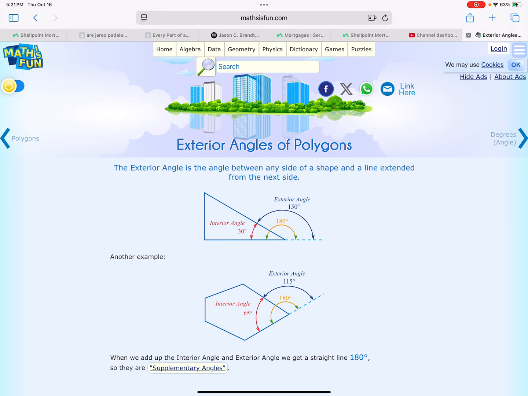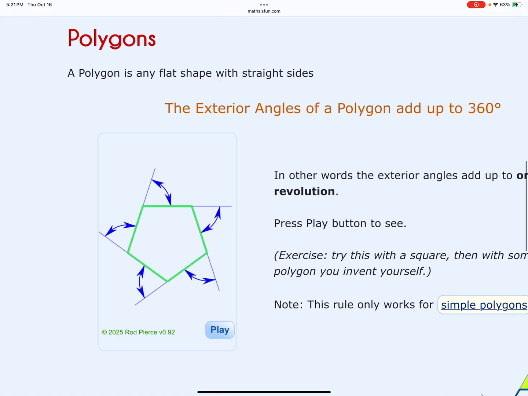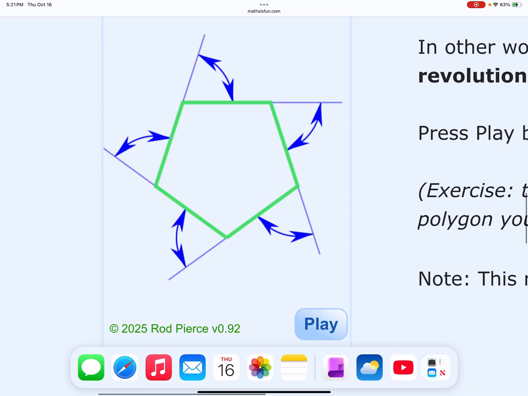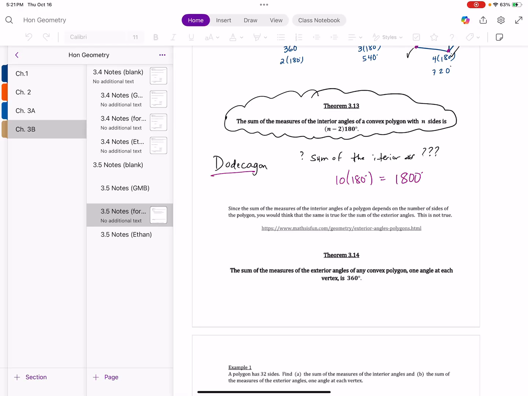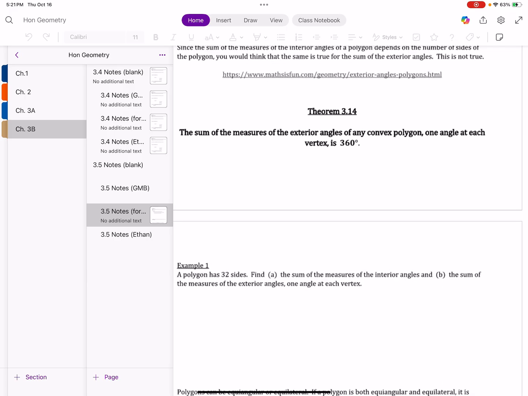So, exterior angles of a polygon. Here's what they're going to do. There is a polygon. We've got 1, 2, 3, 4, 5 sides, a pentagon. They've drawn in all the exterior angles. Let me come back to the notes for just a second. Wait, here's what it is. So, the exterior angles of a polygon.